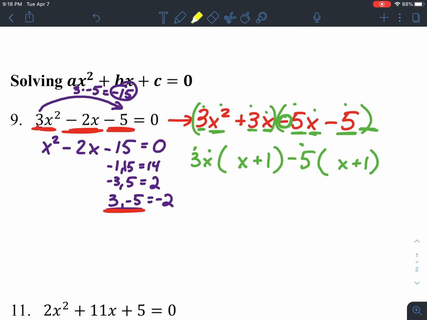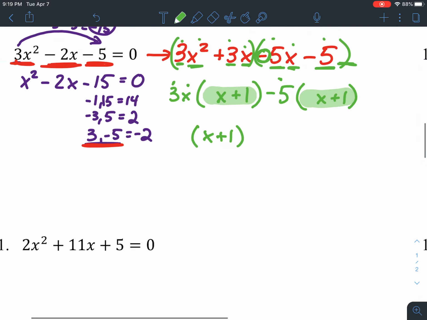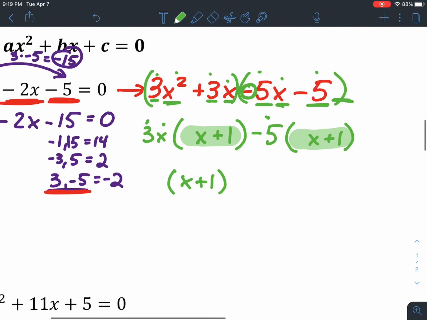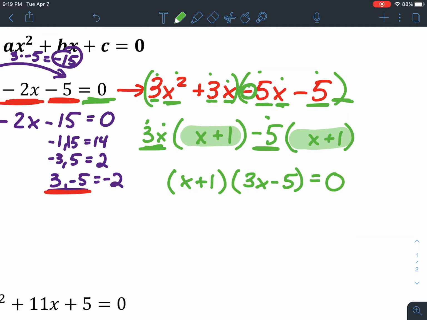Okay. Now, we talked about our way of checking our answer. If what's inside the parentheses is the same, we know we did this correct. So, x plus 1 is my first. My second factor is whatever's on the outside. 3x minus 5. Now remember, this all equals 0. Don't want to forget about that. This all ends up equaling 0.